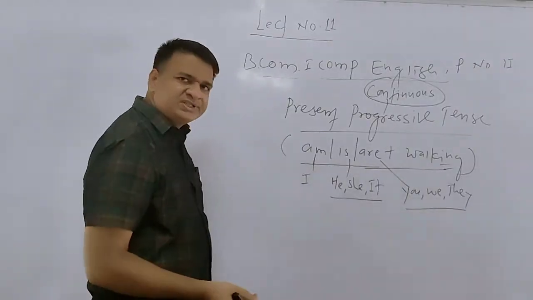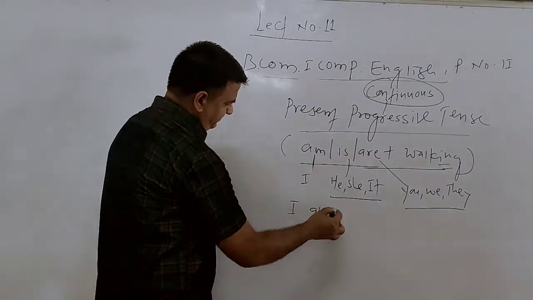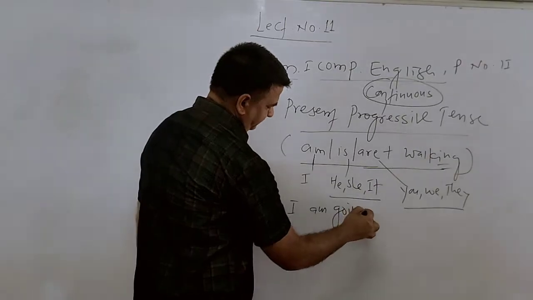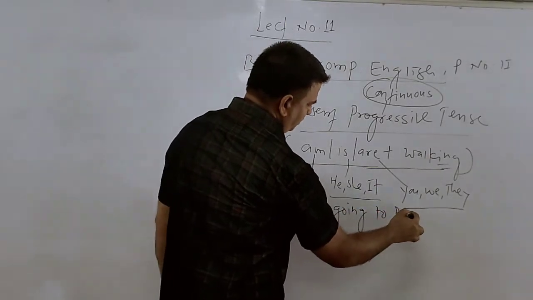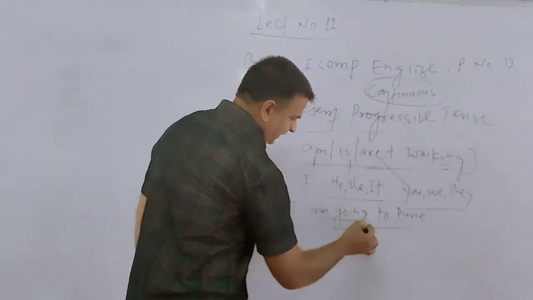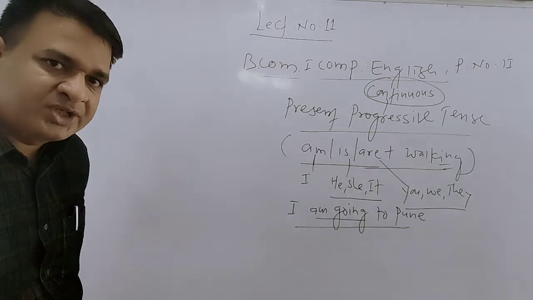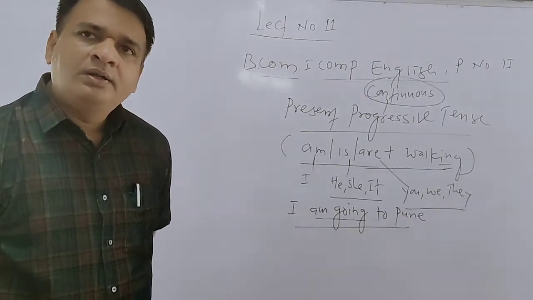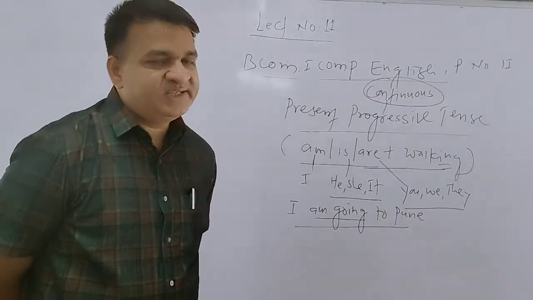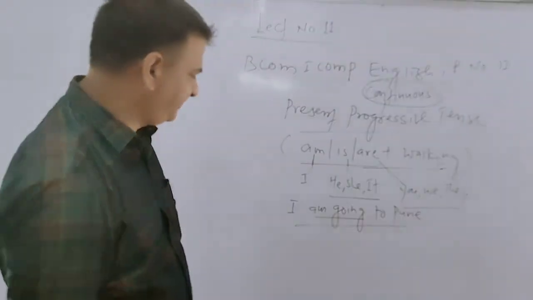For am, first person singular number, we use am. I am going to Pune. This is am going. This verb gives the detailed information about the present progressive tense. He is going means he is going towards Pune, so action is progressive.